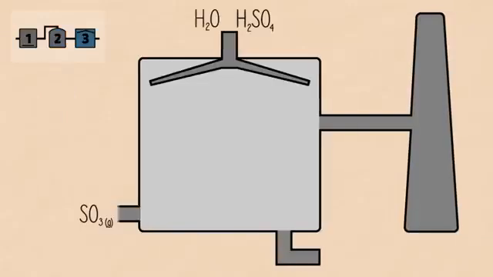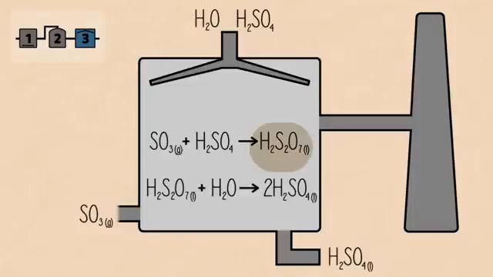Finally, in stage 3, sulphur trioxide is converted into a very concentrated sulphuric acid, and the equation is shown now. This liquid is also known as oleum. It is very viscous and releases acidic fumes.